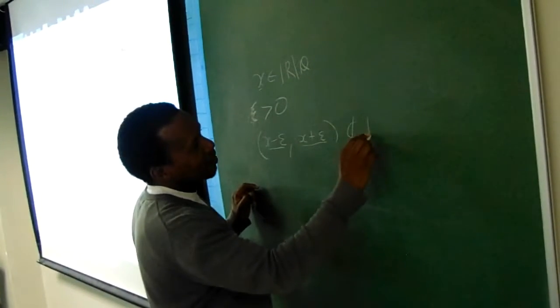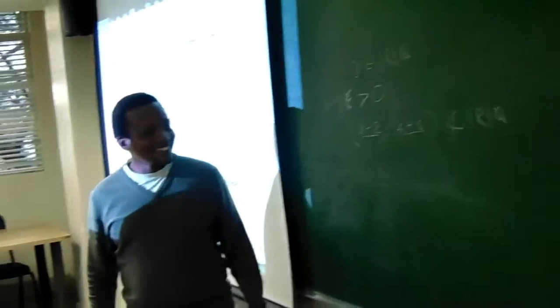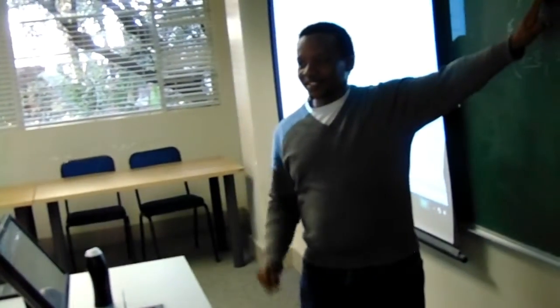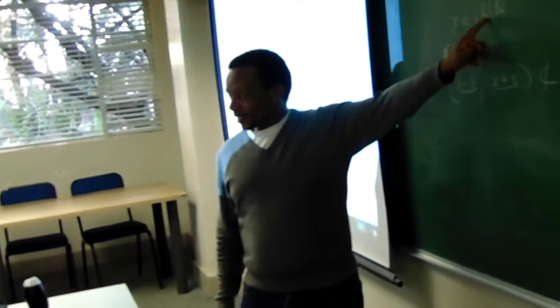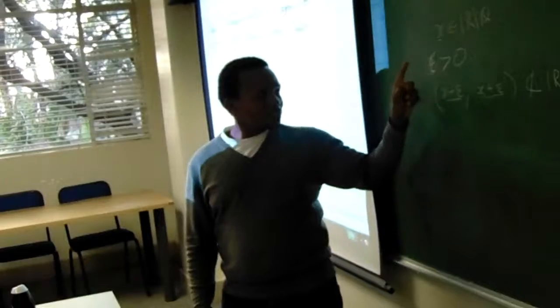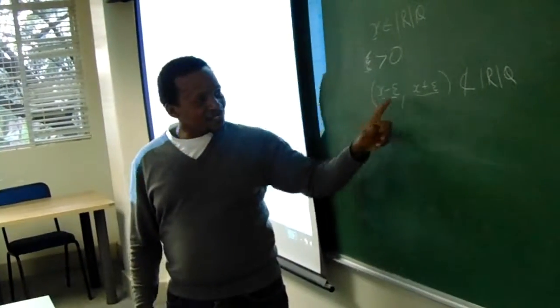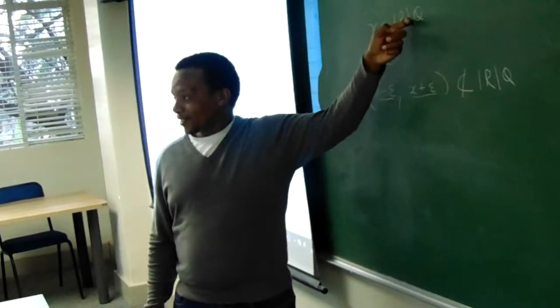In that set, I take x here. This x is not rational. Then, by that definition, I have to get some epsilon positive, so that this set is contained in there. I see that, sir.